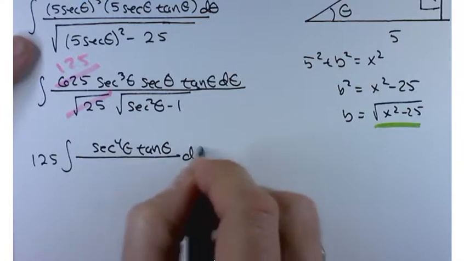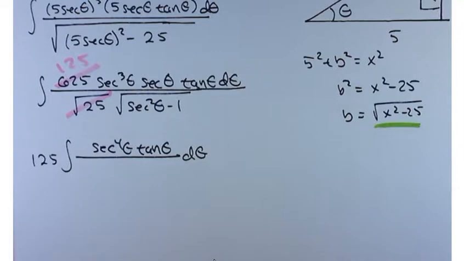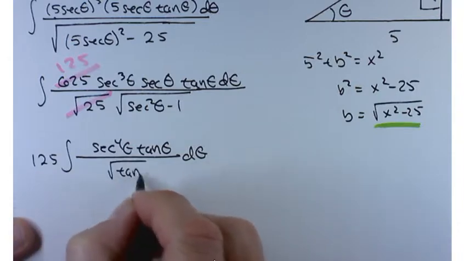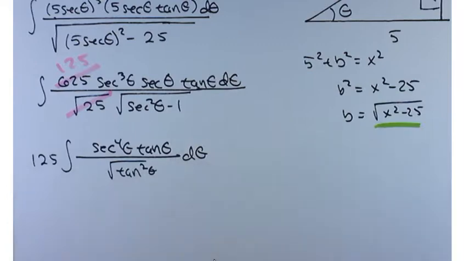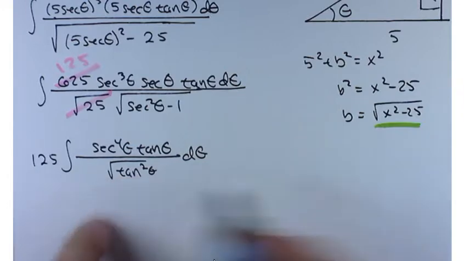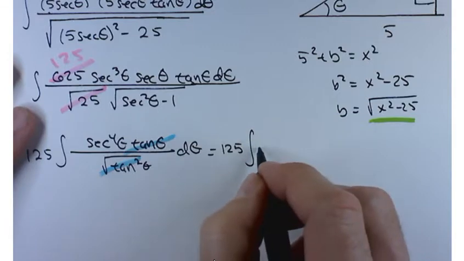What's going to happen in the denominator? What's the square root of secant squared minus 1? Tangent squared. Good. So I'll get the square root of tangent squared of theta. And you see the nice thing that's going to happen now. The square root of tangent squared is tangent, and that's going to cancel out with that one. Wow. Getting better all the time. So that's 125 times secant to the 4th of theta, d theta.